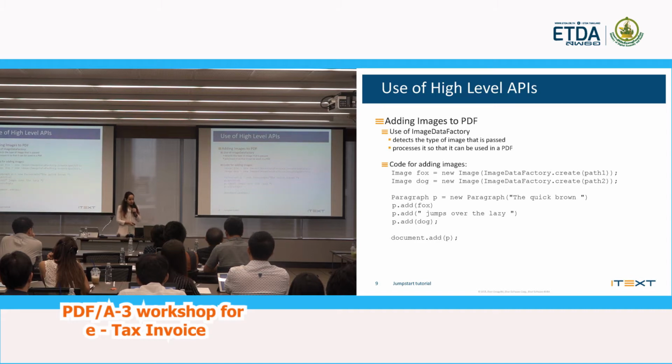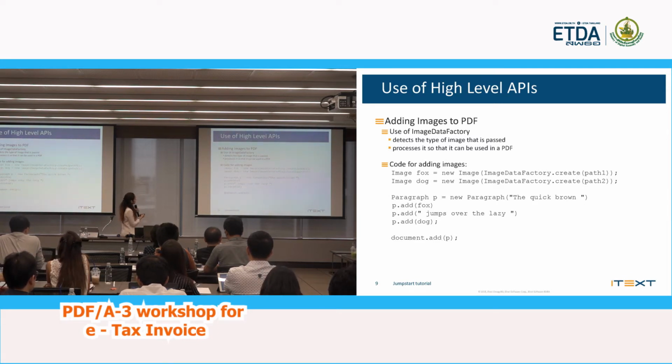So you can add images. The class that we make use of is the ImageDataFactory. This will detect the type of image that you pass to it. It could be a JPEG, it could be a GIF, it could be a BMP image, and iText classes will process that image and make it ready to be used in a PDF.